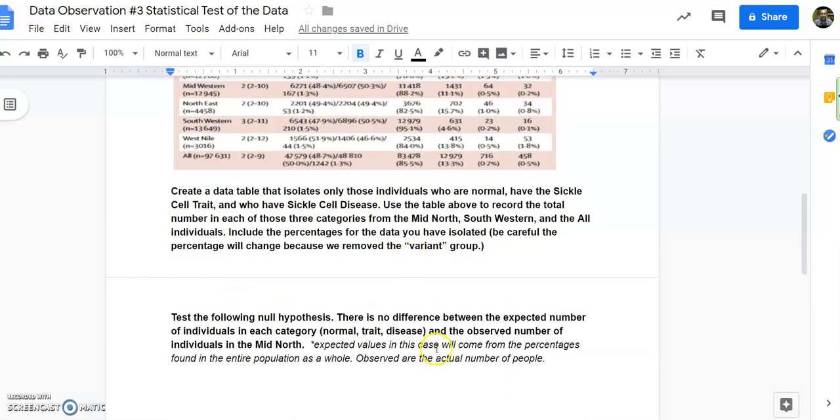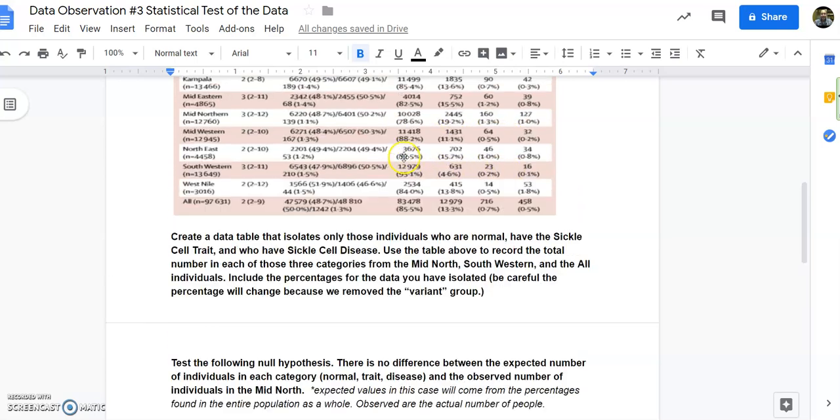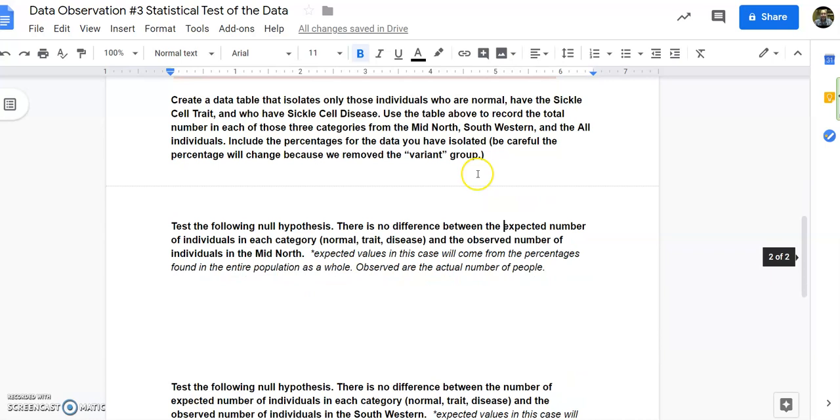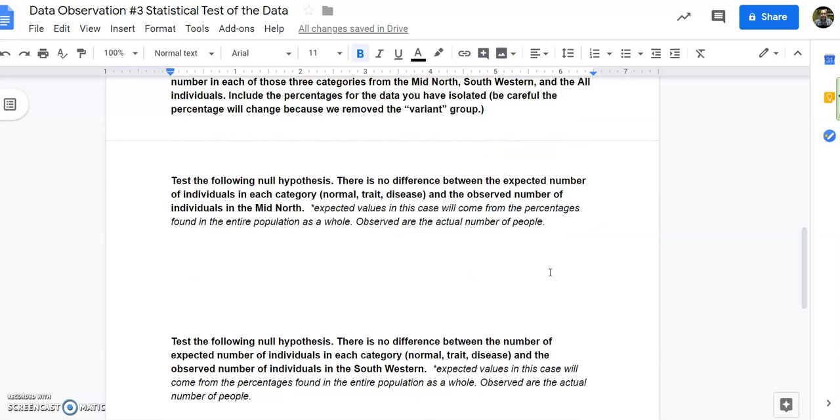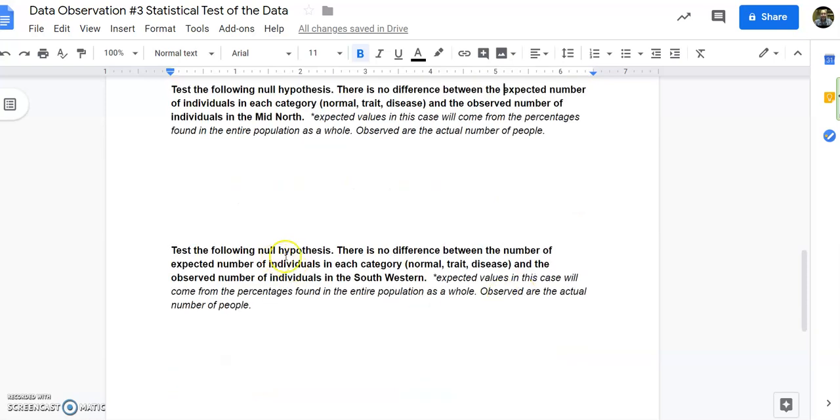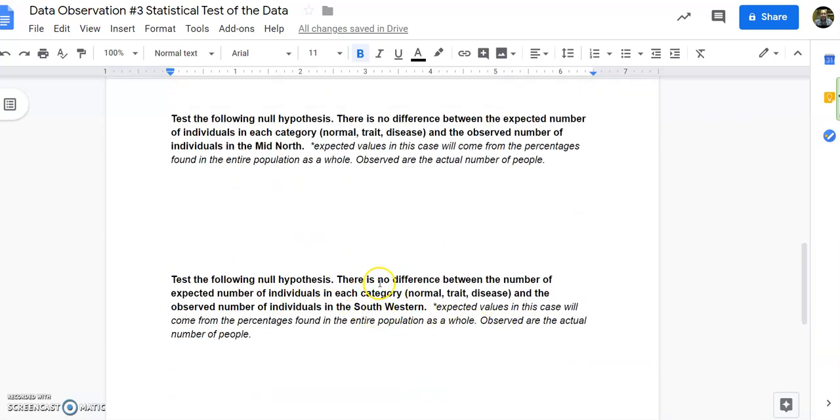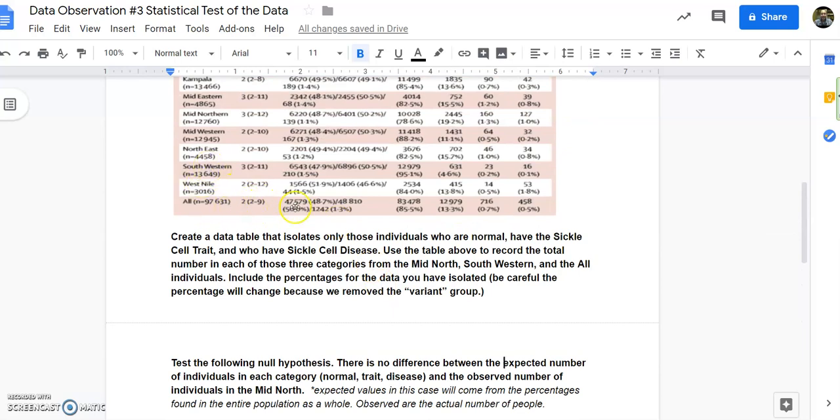And you're testing the idea that there's no difference between overall population, which obviously is made up of a lot more people studied, 83,000 here versus only 10,000 here. The difference, though, between the expected for this population and what you actually get. And you're going to either accept or reject the null. And once you've done that, you're going to be asked to write a little bit about what that might mean that you've accepted or rejected the null hypothesis. And then you're going to repeat that same process for the southwestern population, again, comparing it to the all category.